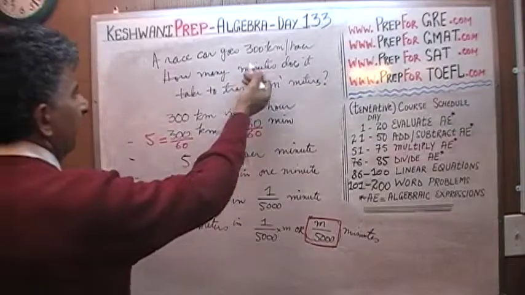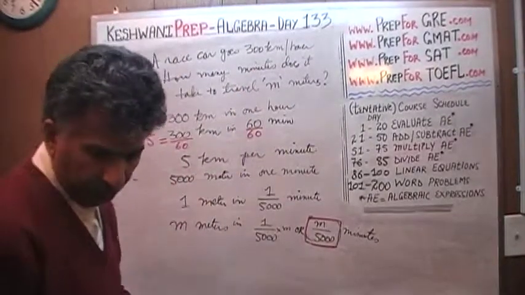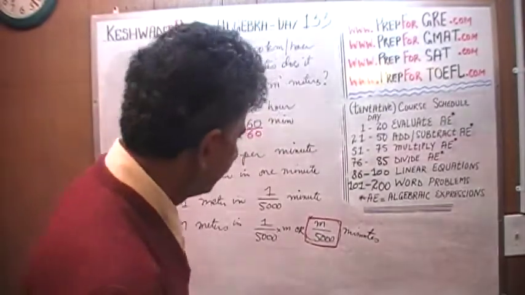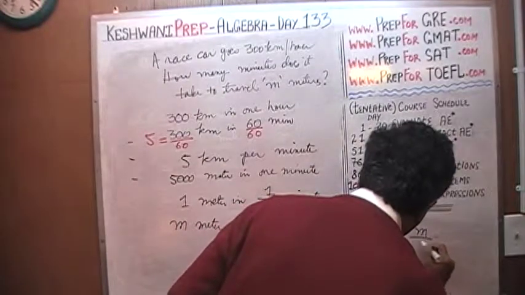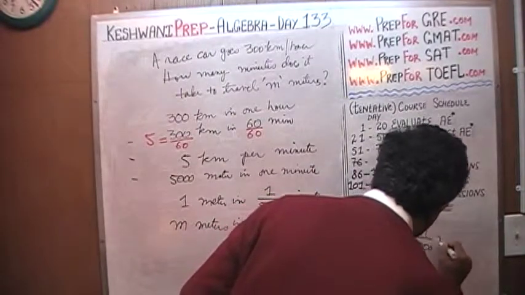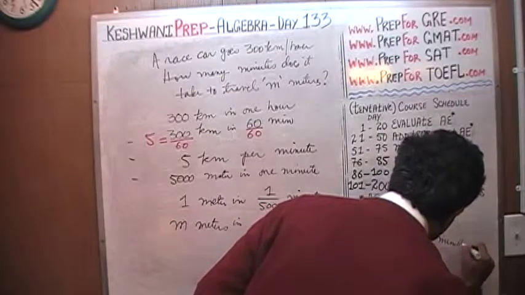A race car driver is going 300 kilometers. Well, first thing I'm going to do is we're going to need a lot of room, so I'm going to put our answer here: m/5000 minutes.